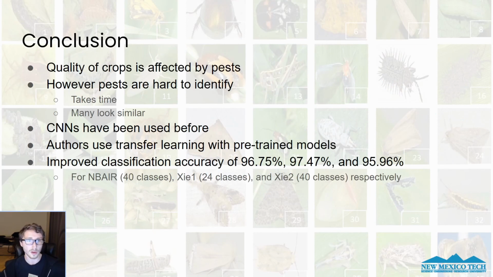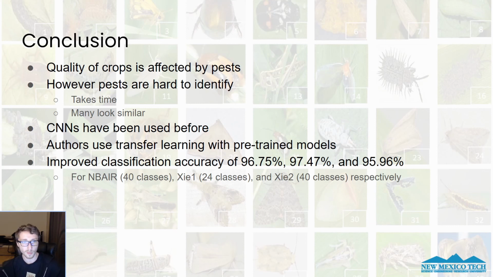So in conclusion, the quality of crops is greatly affected by pests. The pests don't just damage the plants, they can also cause diseases, and identifying the correct pest is extremely important. However, the pests are very difficult to identify. It takes time, many of them look similar to each other, and they can also look similar to other species that people in agriculture don't need to worry about.